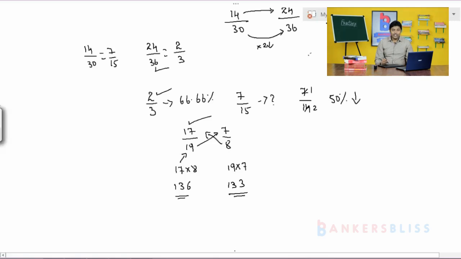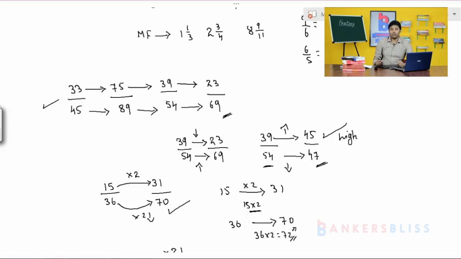So, very simple: you cross multiply, and 17 into 8, below 17/19 only you have to write. Then 19 into 7 after cross multiplication, below 7/8 only you have to mention. After multiplying you are going to get 136 and 133. So, 136 is the bigger one. So, 17/19 is the bigger one.